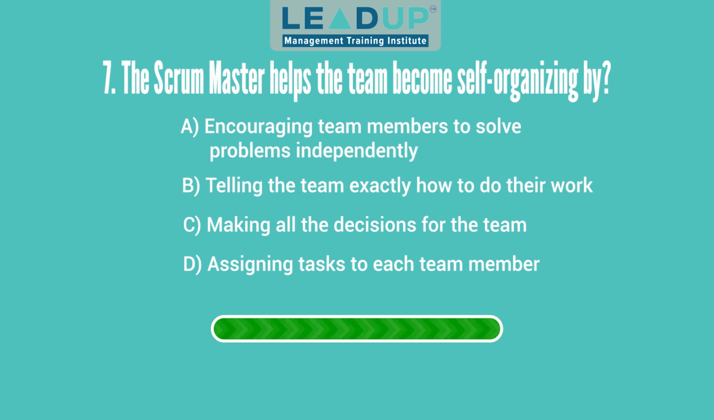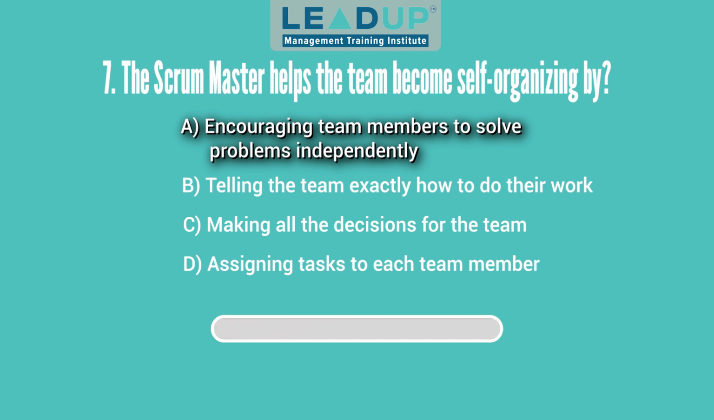Question 7. The Scrum Master helps the team become self-organizing by A. Encouraging team members to solve problems independently. B. Telling the team exactly how to do their work. C. Making all the decisions for the team. And D. Assigning tasks to each team member. Answer: encouraging team members to solve problems independently.